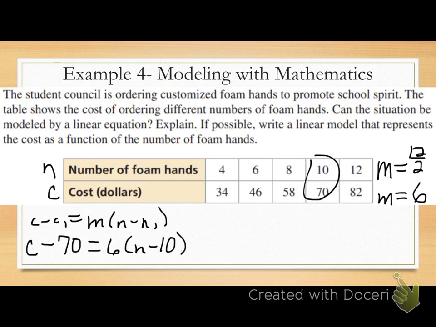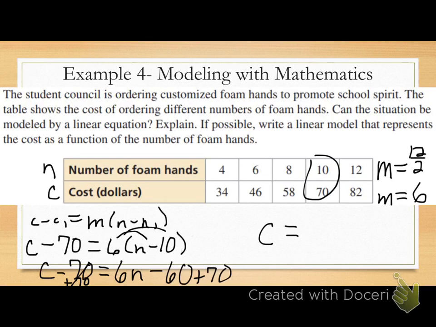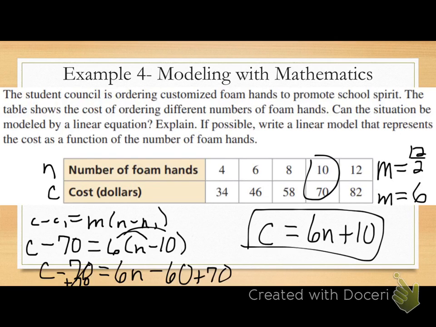And let's go ahead and solve it for C. Get it into slope intercept form. How do I do that? What's my first step? Distribute the 6 through. 6 times N is 6N. 6 times negative 10 is negative 60. We okay with that? And then how do I get C by itself? Add 70 to both sides. So I get C equals 6N plus 10. So this is my linear model that represents the cost as a function of the number of foam hands. Any questions on that?